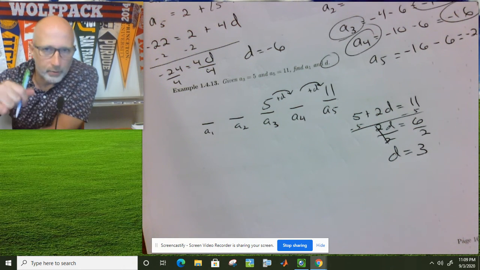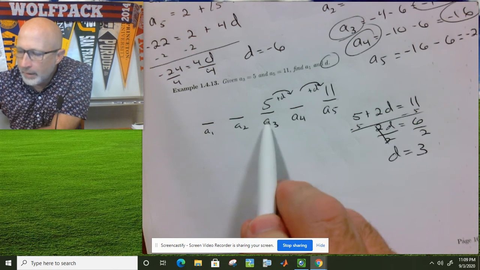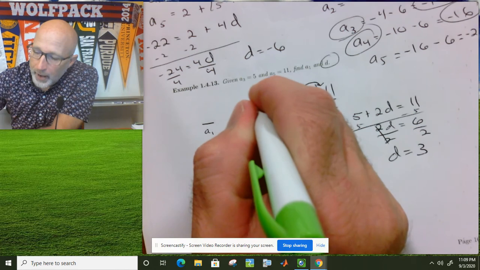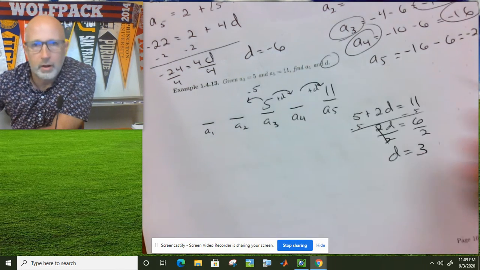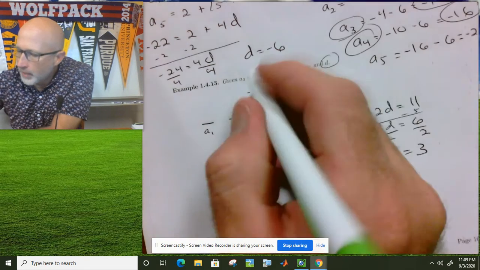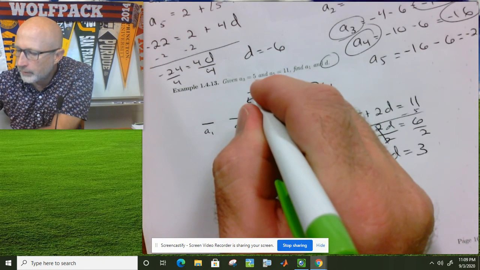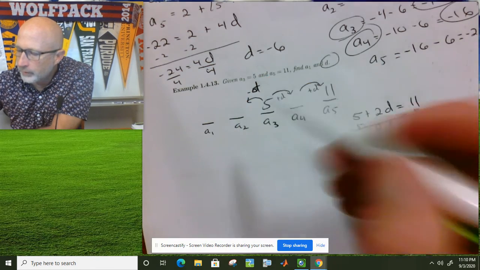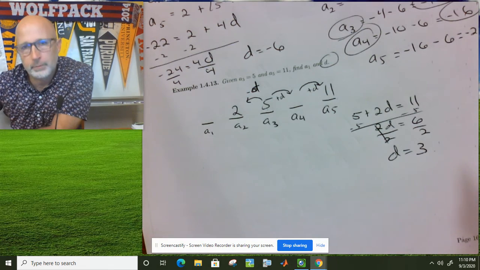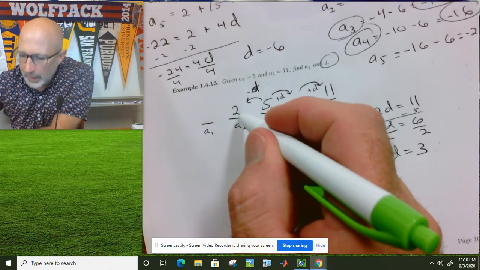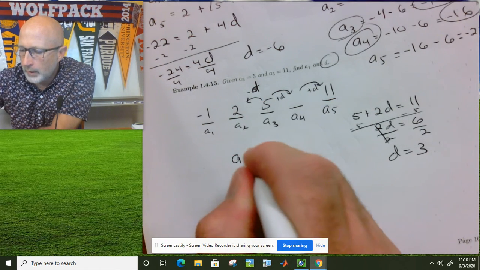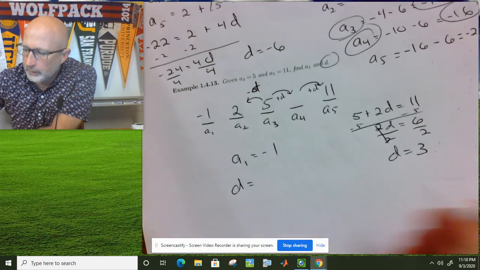Now I need to go backwards. Going from A3 to A4, you just have to add on the common difference. But if I'm going backwards, I'm going to subtract off the common difference. So this is 5. The common difference is 3. So 5 minus 3 is going to give you 2. And if you do it again, 2 minus 3 is going to give you a negative 1. So A1 is equal to negative 1, and D is equal to 3.